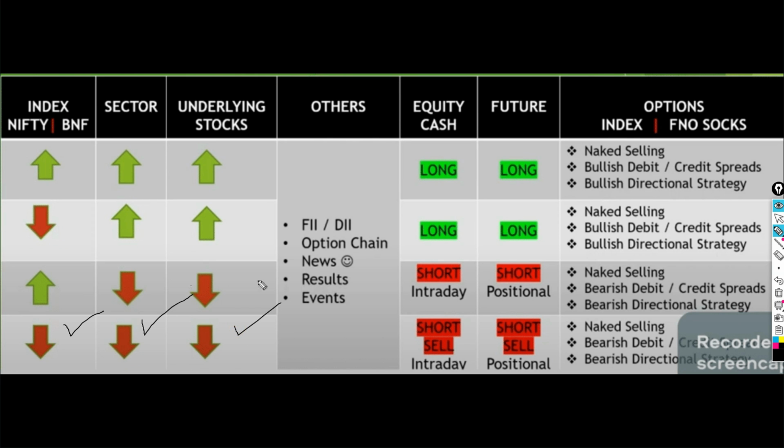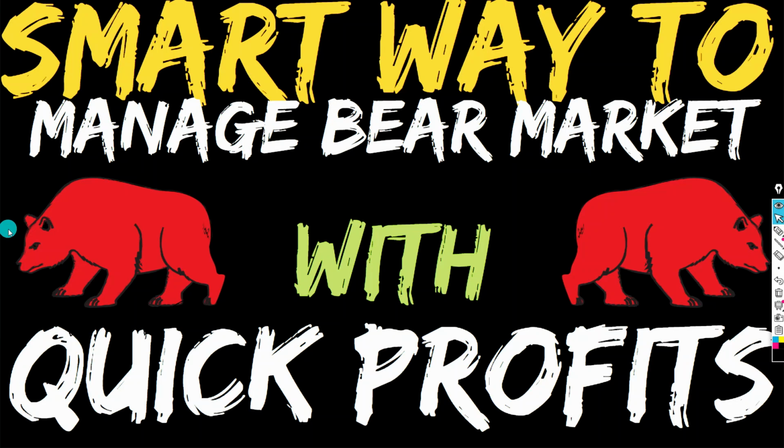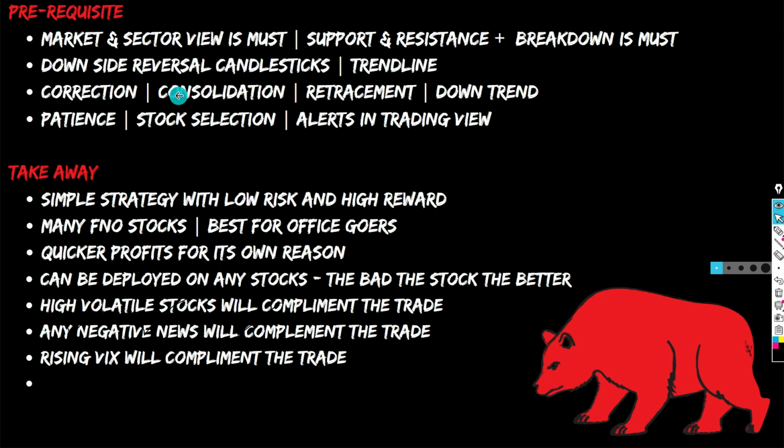When I started the session, that's what I told you. Everything is correlated, friends. That's the reason I'm preparing this. You should have the market and sector view, which is a must. You should know the support and resistance, and the breakdown is a must. You should be able to identify the downside reversal candlestick, the reversal candlesticks or the trend line, I'll tell you. And you should know what corrections, consolidations and all these things are. You should have patience, okay?